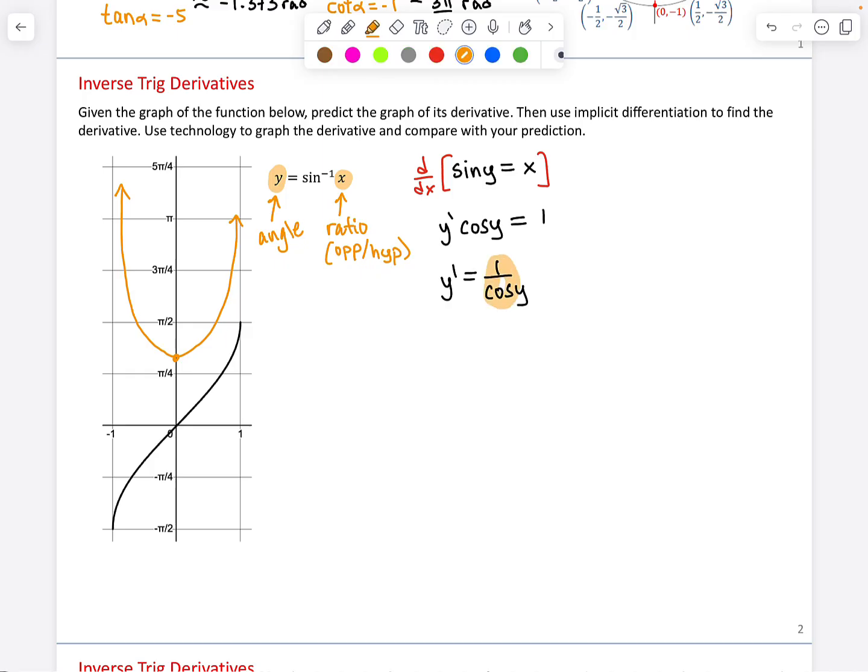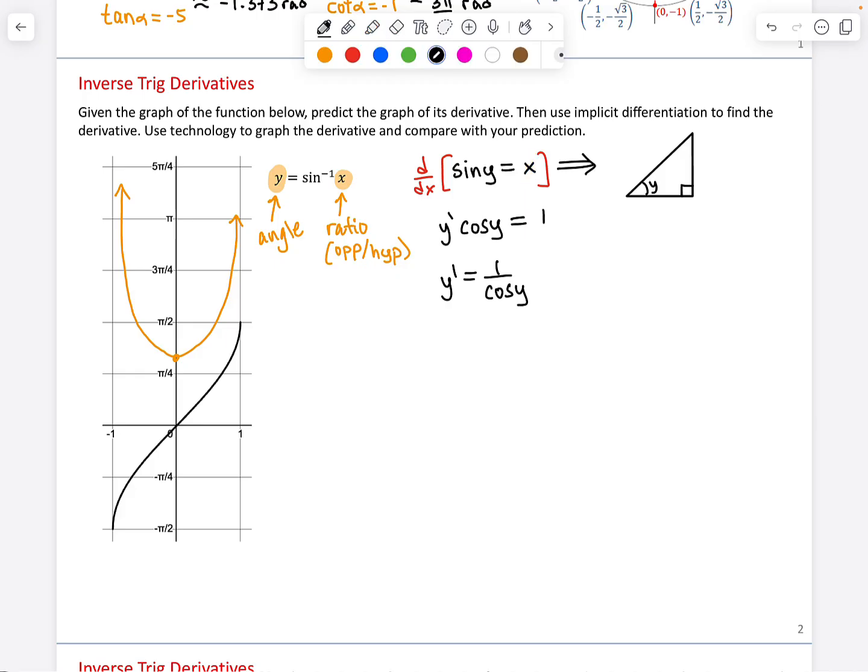But I'd like to express my answer here in terms of x. I don't want a y variable in my derivative. The way we're going to do that is to take the original statement and from it make a reference triangle. It's a right triangle. We want the sine of y to be x. Now remember, in regular trig, this y is an angle. So in my labeling, I would put y as an angle measurement. And we want x to be the ratio of sides. In this case, opposite over hypotenuse.